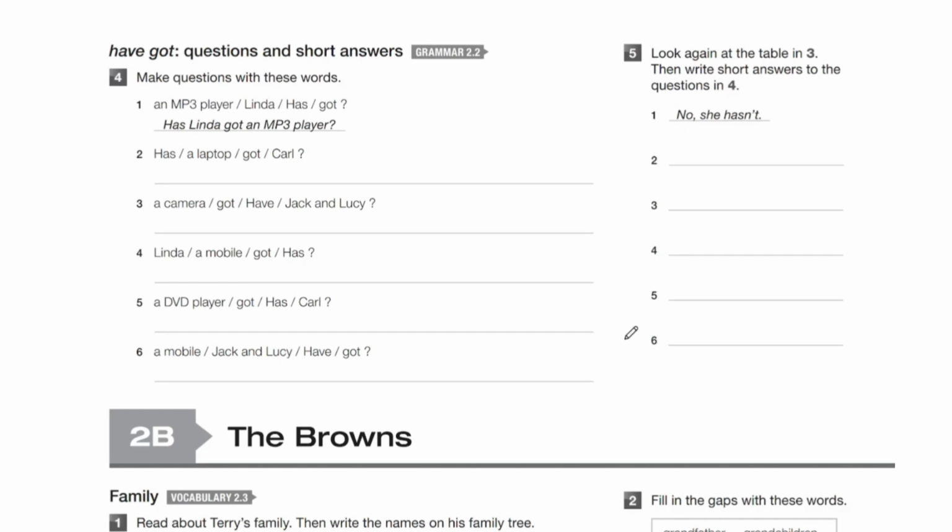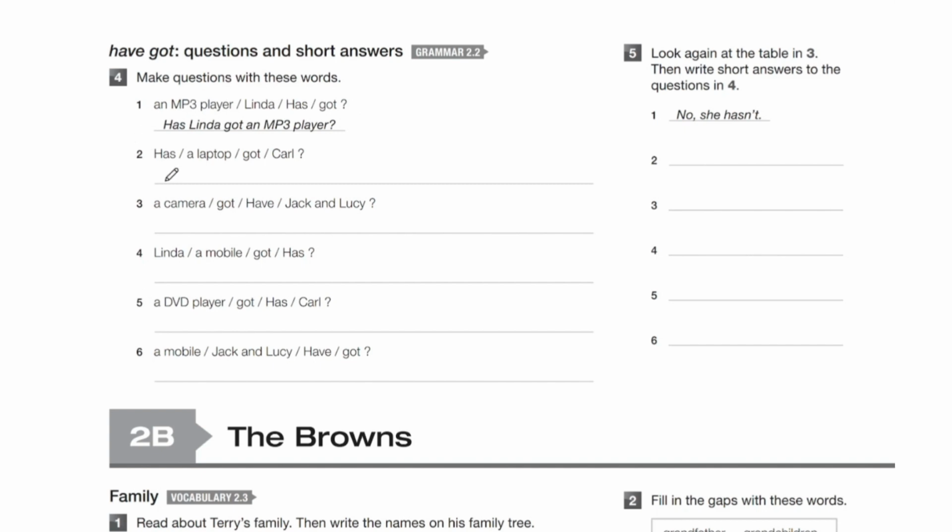All right, so we're going to start with page 11, and that's the Face2Face Elementary workbook. At the beginning of page 11, as you can see, is exercise 4, and this exercise is asking us to make questions with these words. So we have here "an MP3 player Linda has got." The words are mixed up, so we need to put them in the right order. So, has Linda got an MP3 player? The first one is done.